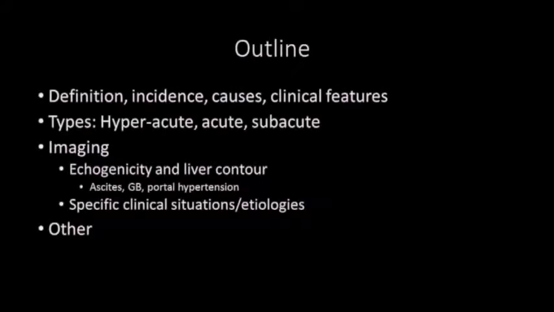The outline for my talk today is as follows. First, we'll talk about the definition of what this entity actually is, something about the incidence and causes, as well as the clinical features. There are three types of acute liver failure, which is very important for imaging, and we will discuss those as well. As far as imaging goes, much of this, in fact, most of it is done by ultrasound with some CT and occasionally some MR, and we'll show some examples. In addition to general imaging of acute liver failure, we'll also touch upon some specific clinical situations and etiologies for which imaging is very helpful, as well as some other minor issues.